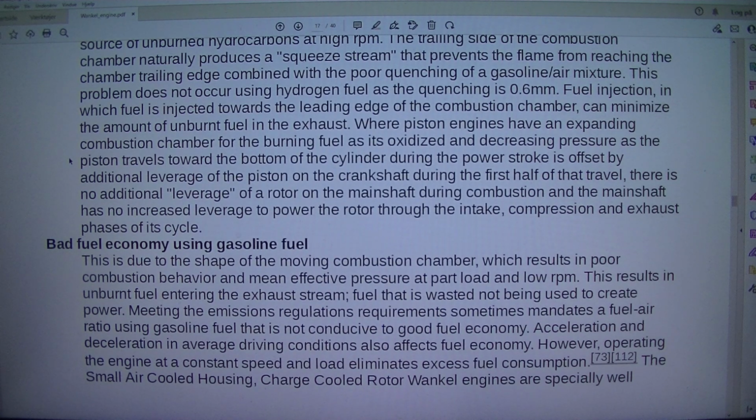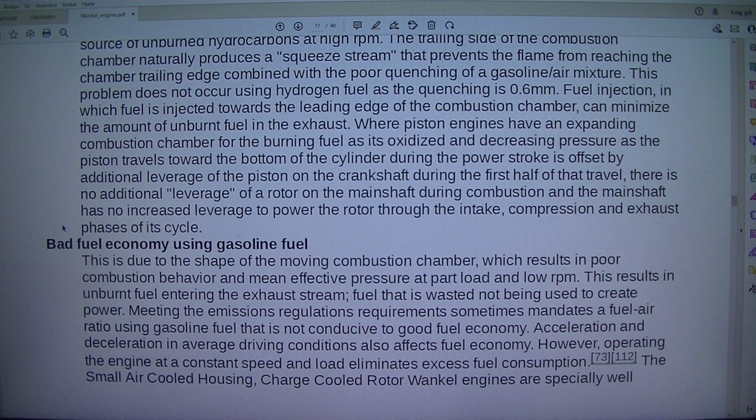Where piston engines have an expanding combustion chamber for the burning fuel as it's oxidized, the decreasing pressure as the piston travels toward the bottom of the cylinder during the power stroke is offset with additional leverage of the piston on the crankshaft during the first half of that travel. There is no additional leverage of the rotor on the main shaft during combustion, and the main shaft has no increased leverage to power the rotor through the intake, compression and exhaust phases of its cycle.